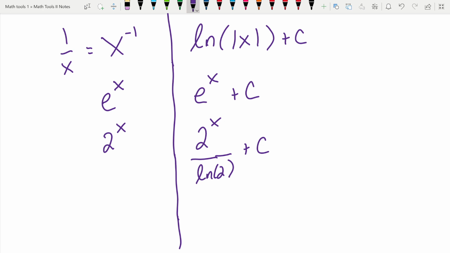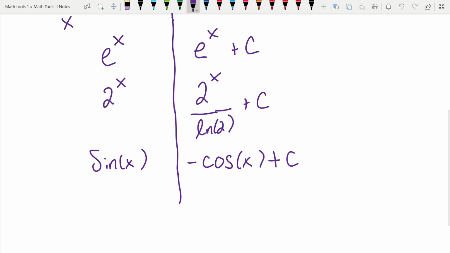Let's see, sine of x. The antiderivative of that will be negative cosine of x. So the derivative of cosine of x is negative sine of x, so those negatives will cancel. And then the antiderivative of cosine of x will be sine of x, a positive sine of x, right? Because the derivative of sine of x is cosine of x.